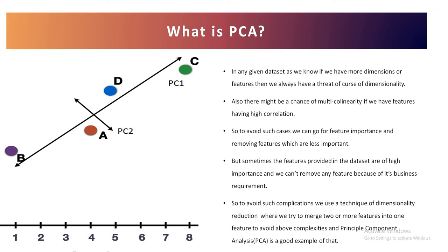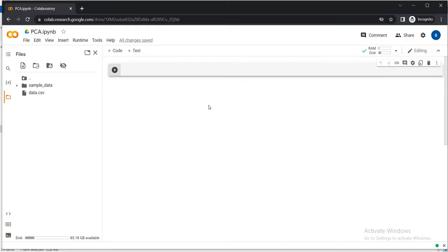Okay, so as we got to know what exactly PCA is and what its work is, now we can see how to implement PCA in a practical aspect. Now here we are in the Jupyter notebook, the Google Colaboratory notebook. Let's try to implement principal component analysis from scratch.